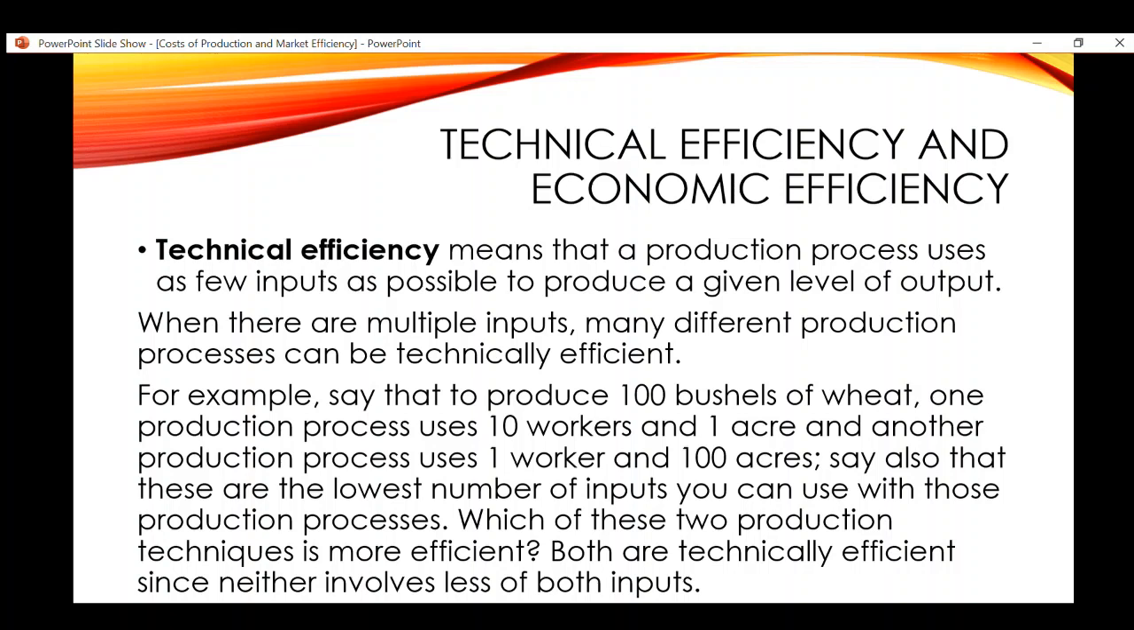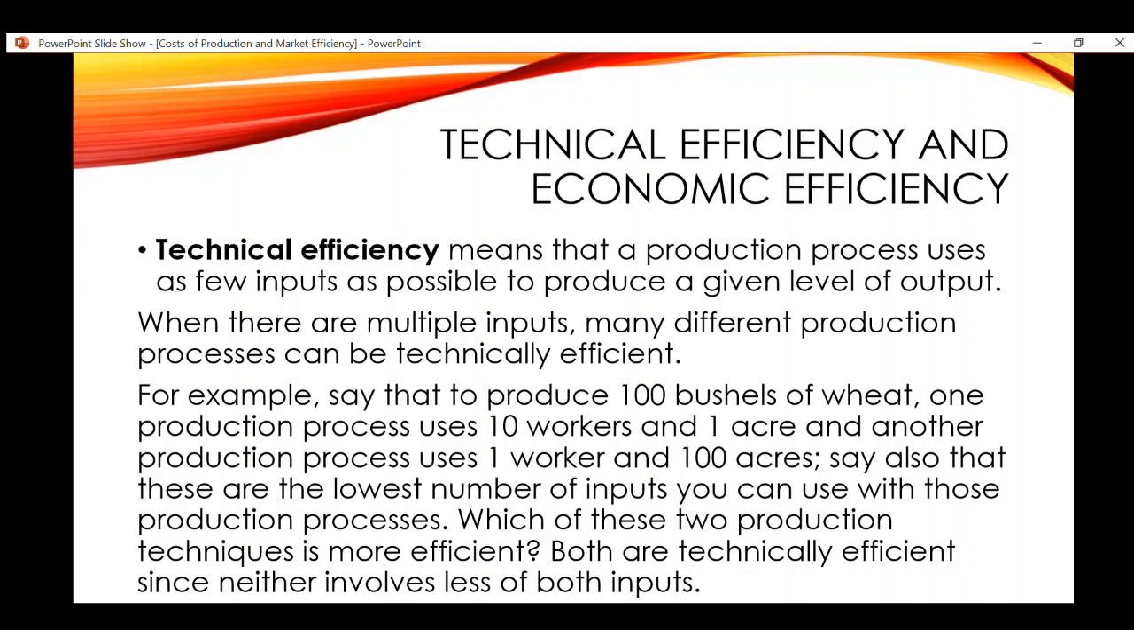So when there are multiple inputs, many different production processes can be technically efficient. For example, say that to produce 100 bushels of wheat, one production process uses 10 workers and 1 acre. So may kinahanglan ni mga resource ang tanom or mag-atiman sa imong wheat, and then you have 1 acre of land. Another production process uses only 1 worker and uses a resource consisting of 100 acres. So mas daghan ang yuta nga kinahanglan. Say also that these are the lowest number of inputs you can use with those production processes. So mao na daw to ang pinaka-minimum niya nga inputs nga magamit.